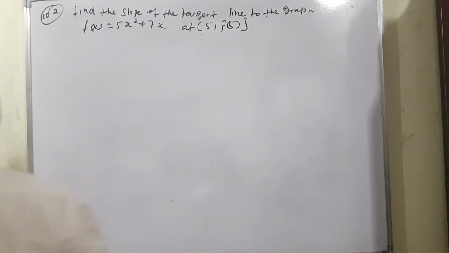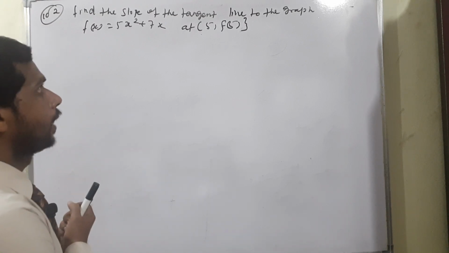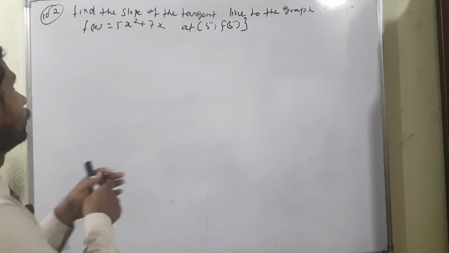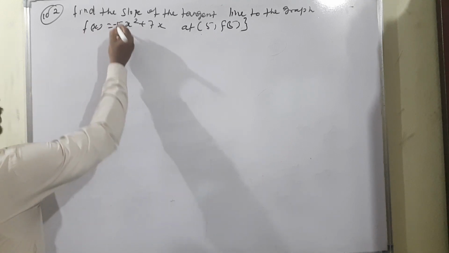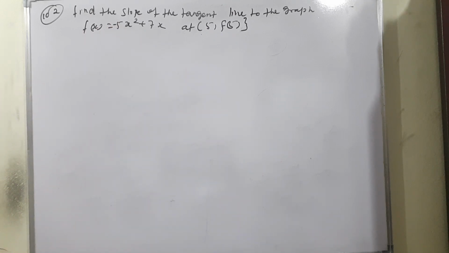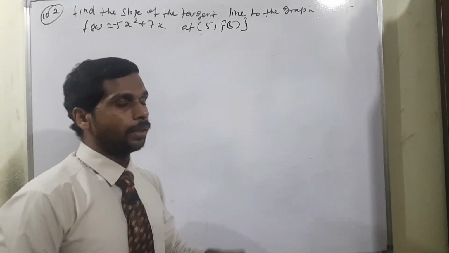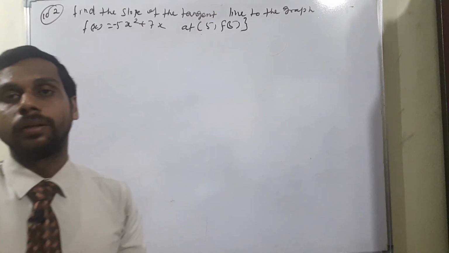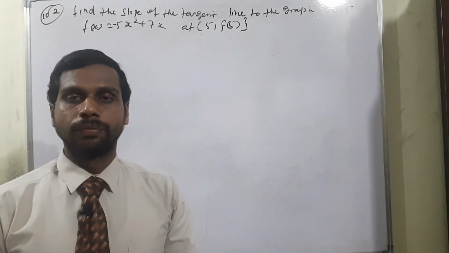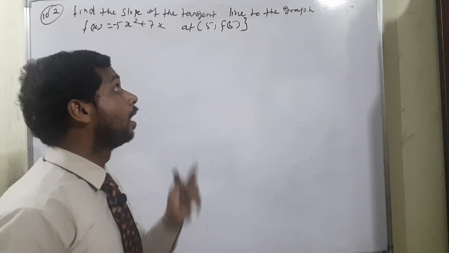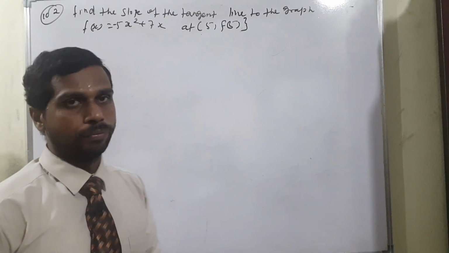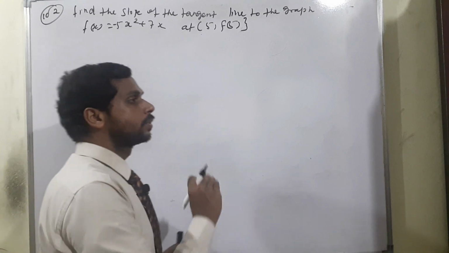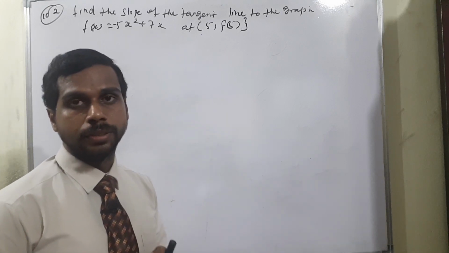Moving to example 10.2. Find the slope of the tangent line to the graph f of x is equal to minus 5x square plus 7x. The point is also given clearly. Unlike 10.1, which gave the basic term f of x naught comma del x, here the point is 5 comma f of 5. So the steps are a little different compared to example 10.1.